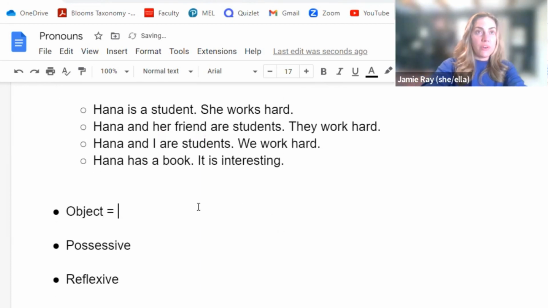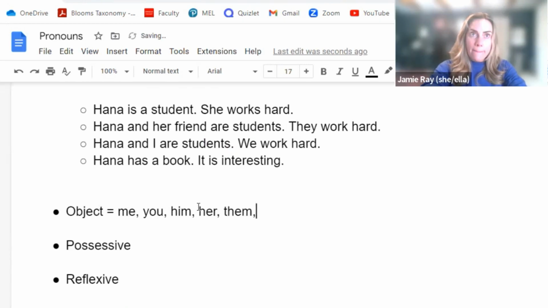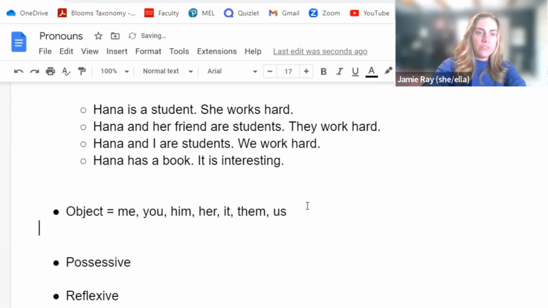The object pronouns are words like me, you, him, her, them, us, okay? And also it is the same, okay? So how do we use an object? And what is an object? An object is a noun, another noun, that comes after a verb or after a preposition.